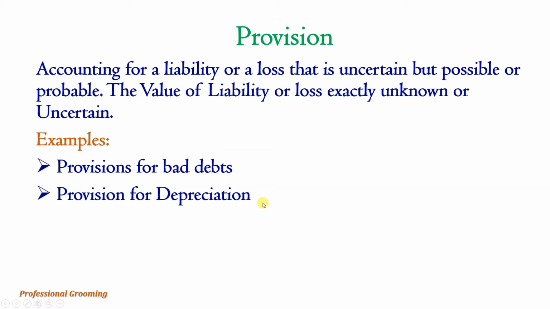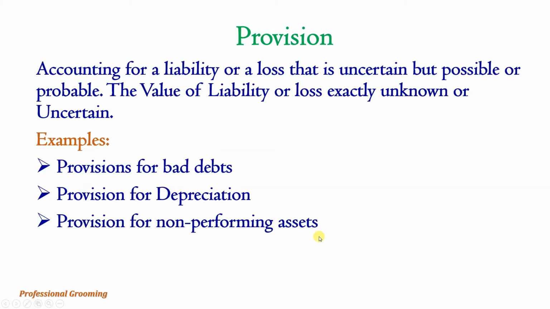Provisions for depreciation. Provision for non-performing asset. This is exactly the same. And standard provision for advances. Like you have paid a loan to an employee and you don't know if he is going to pay or not, as he left the organization. So these provisions are called uncertain and unknown but possible.